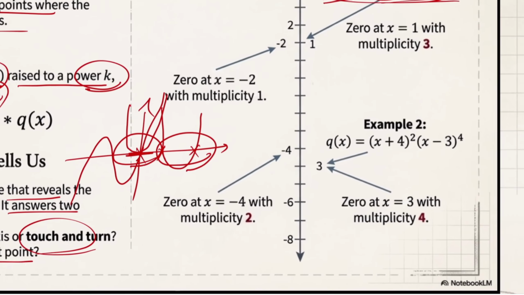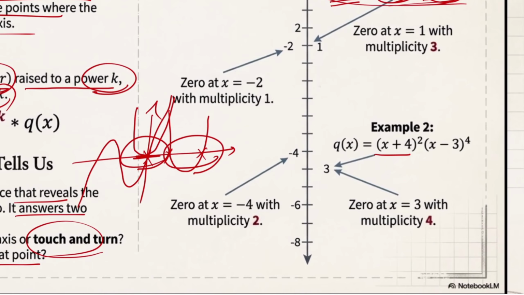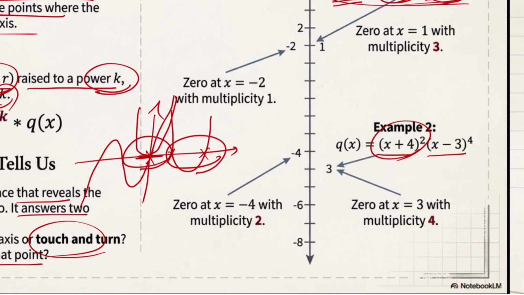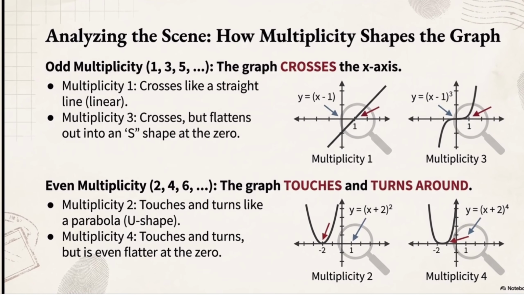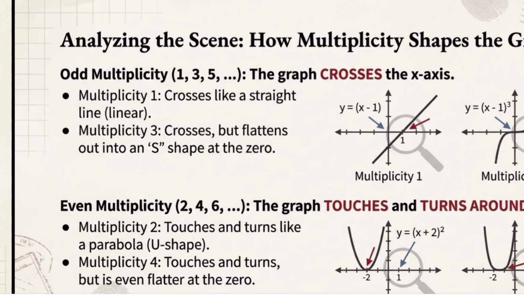Another example over here: as you can see, I have two roots, -4 and 3. -4 with the multiplicity of 2, and 3 with the multiplicity of 4. So right now we have to analyze how this multiplicity is going to shape the whole graph. If you remember, if we have odd multiplicity, it leads us to a fact that we are going to have an odd power or odd degree.